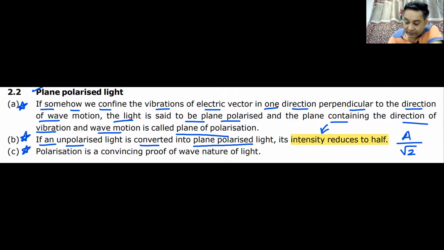Polarization again is a very convincing proof of wave nature of light. These three phenomena, what are the three phenomena that we have read in this chapter? Tell me, what are the three phenomena that we have read, which are proof of wave nature of light?